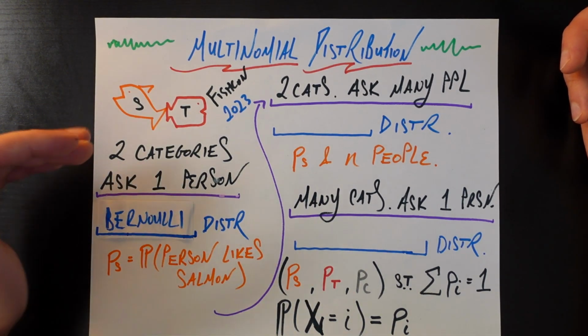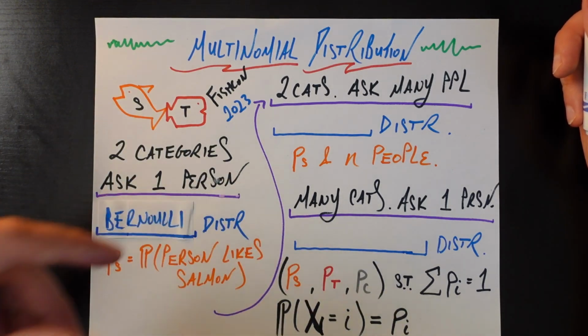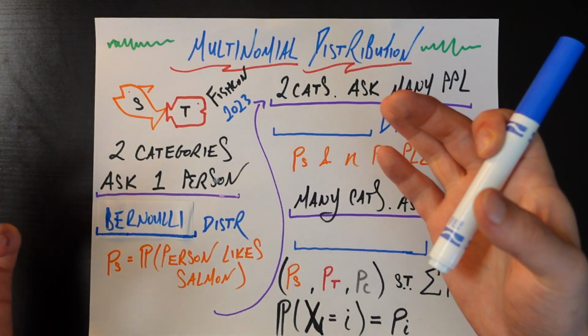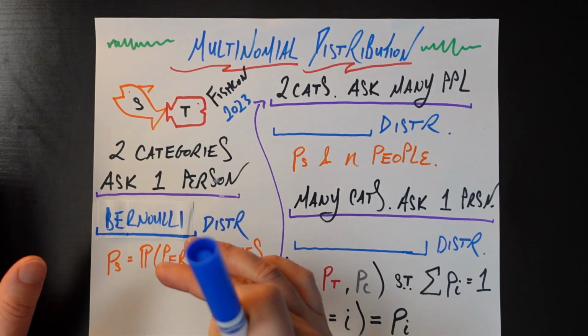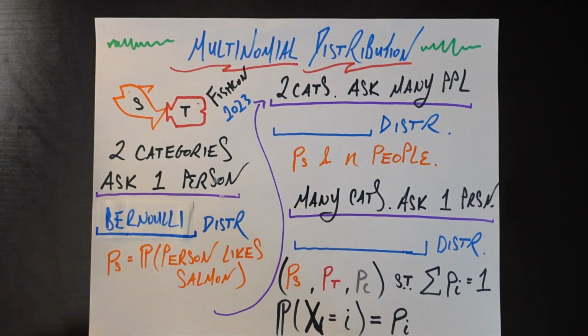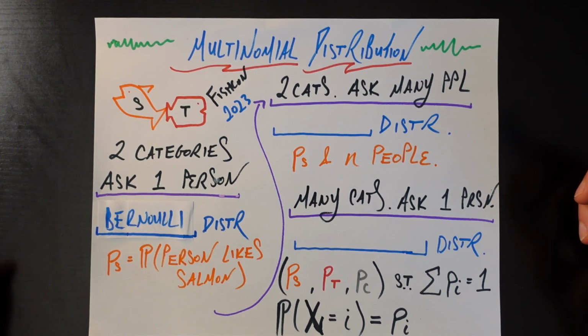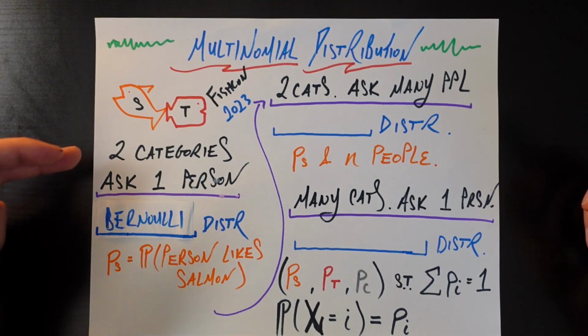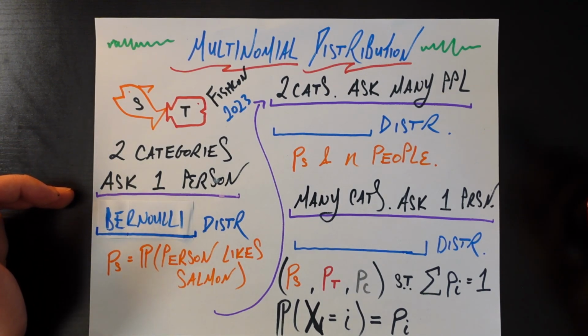So for two categories, heads and tails, or salmon and tuna, you're going to ask one person, or you're going to flip one coin, and you're going to record the outcome, which is dependent on this underlying true probability for the Bernoulli distribution. So nothing too new going on here. Let's move it one step further. So we had two things going on here. We had two categories and we were asking one person.